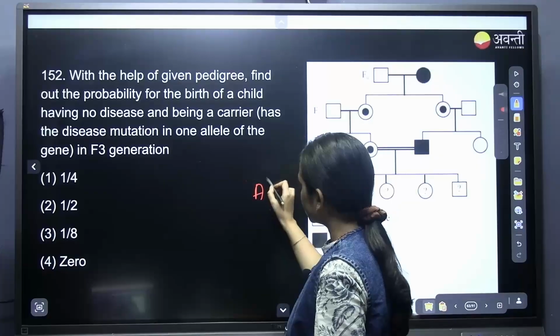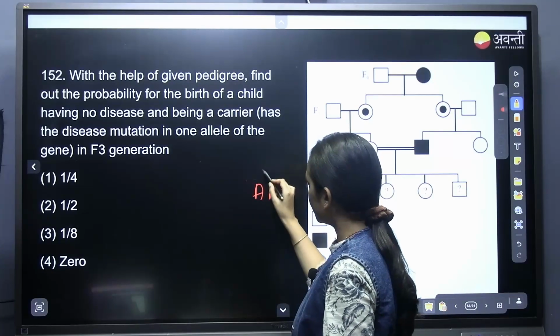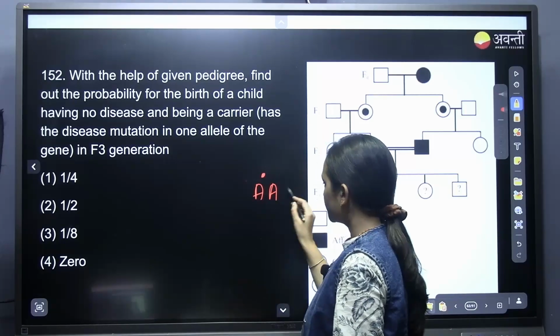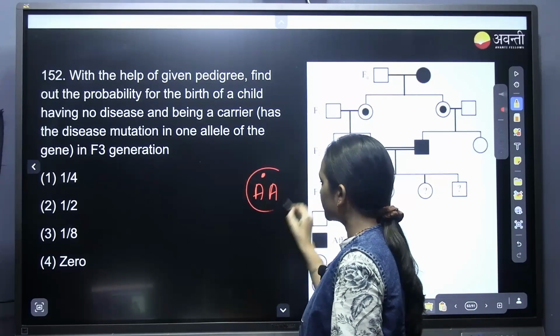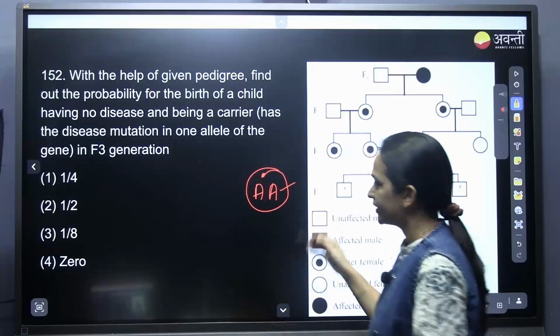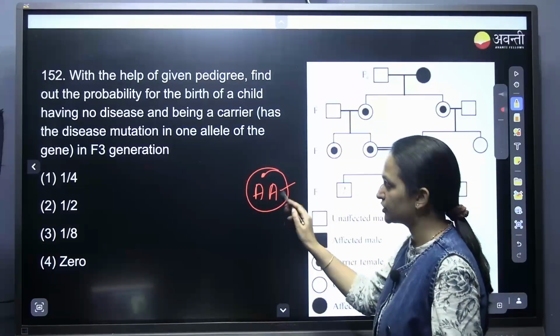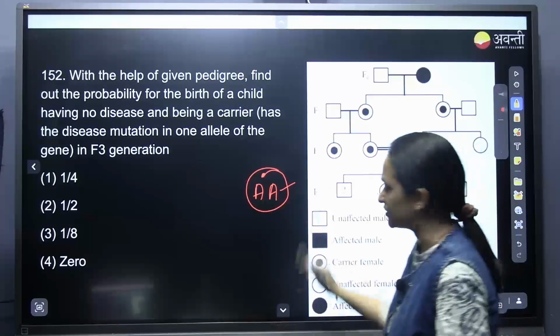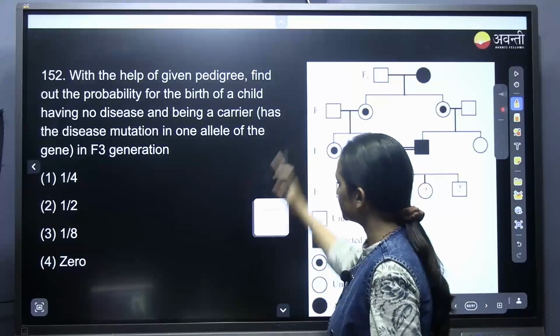If it is X-linked, for example, I'm marking it like this. So if it is dominant, then this person would be affected, right? There will be no carriers. This person will be affected. If there are carriers here, which means it is recessive, not dominant. This is recessive.